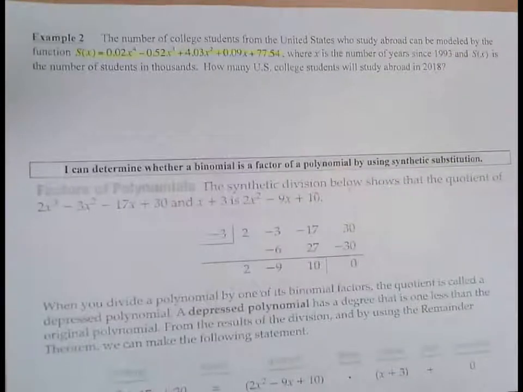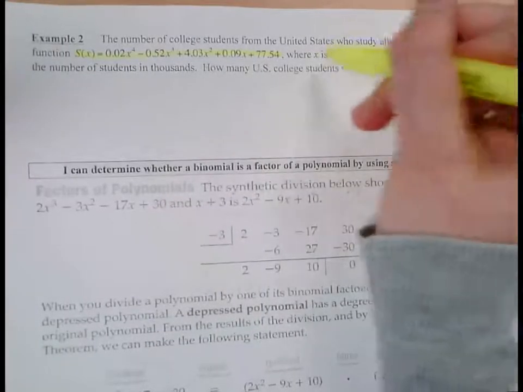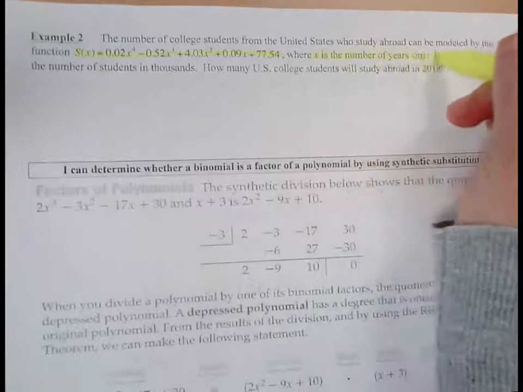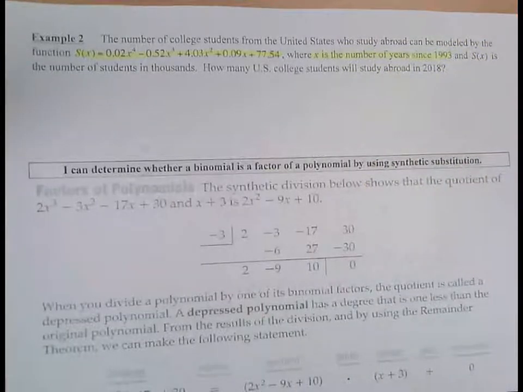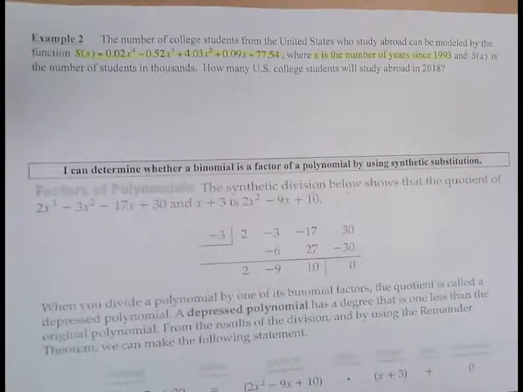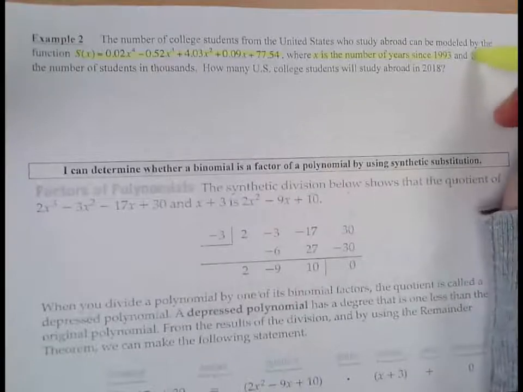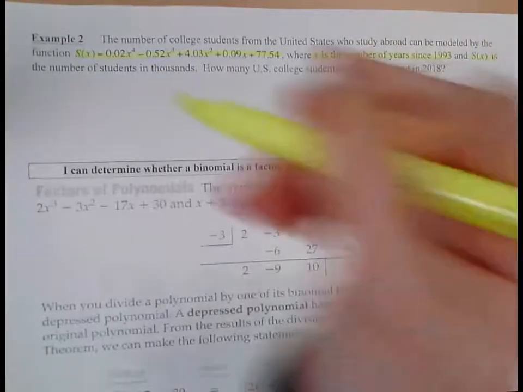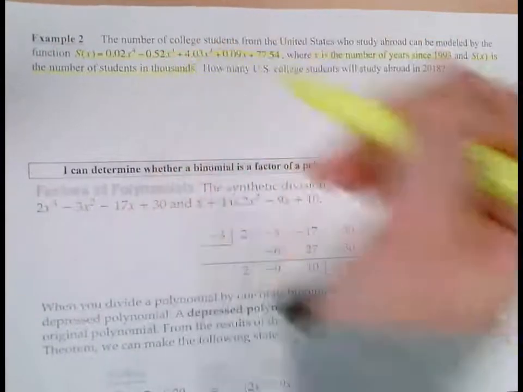And then it says x is the number of years since 1993, and s of x is the number of students in thousands. So I'm going to highlight that as well. It's important when you are given a function, you understand the units on the variables. So x is number of years since 1993. S of x, which is like the y value, is the number of students in thousands.